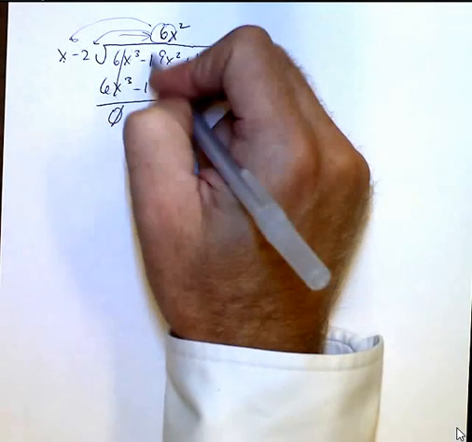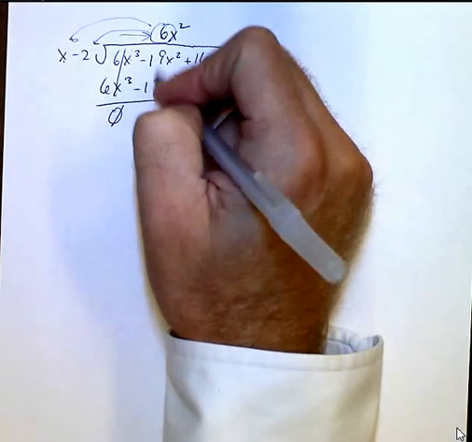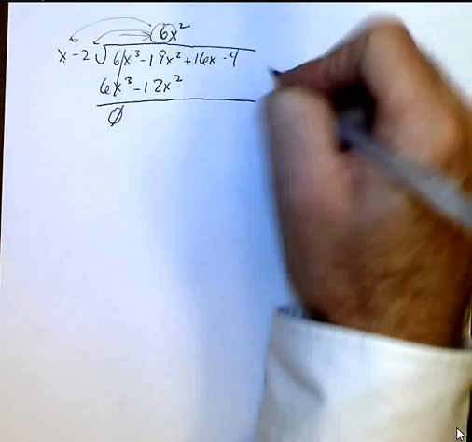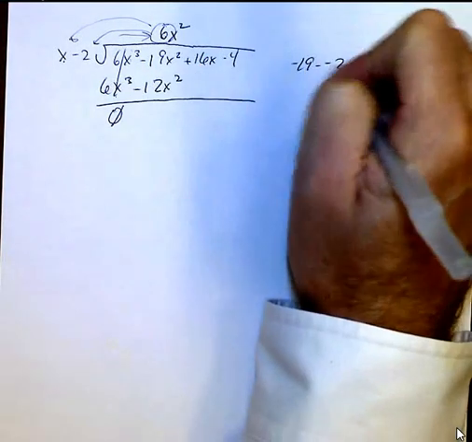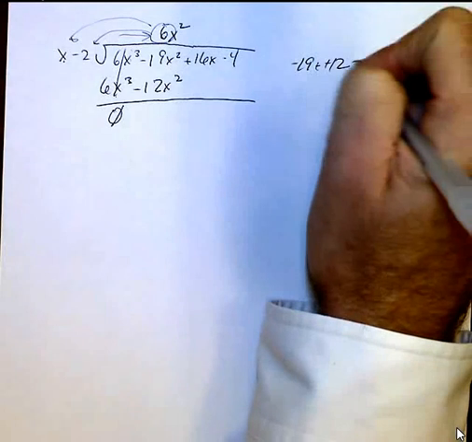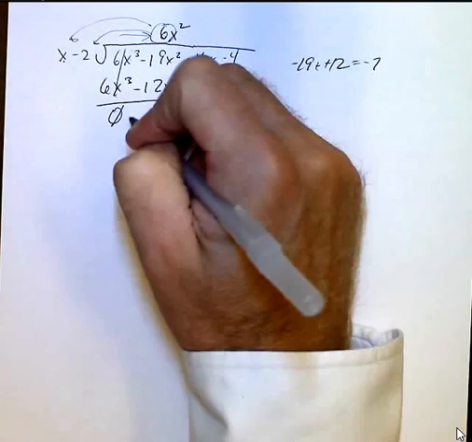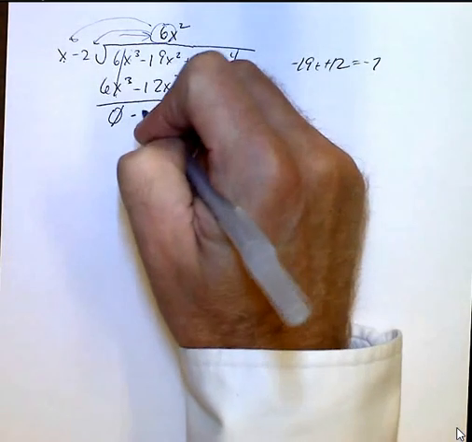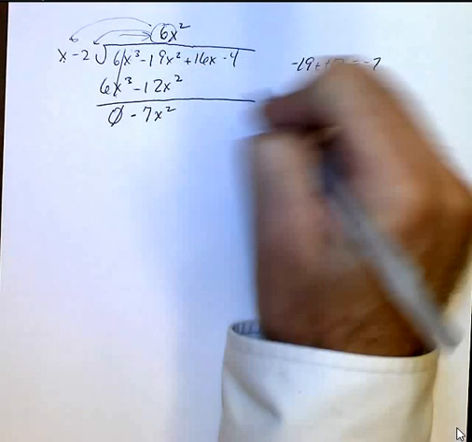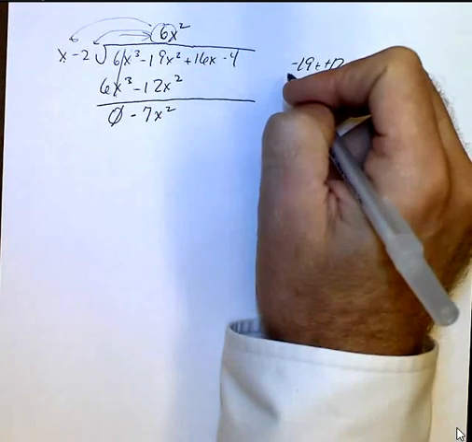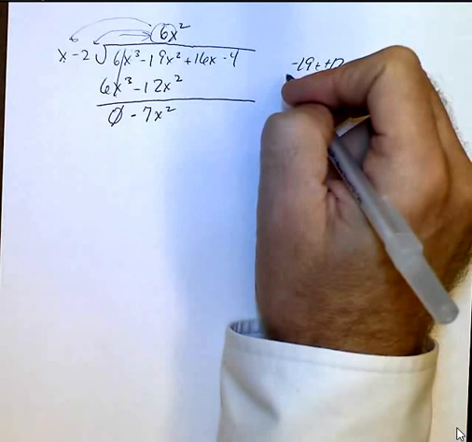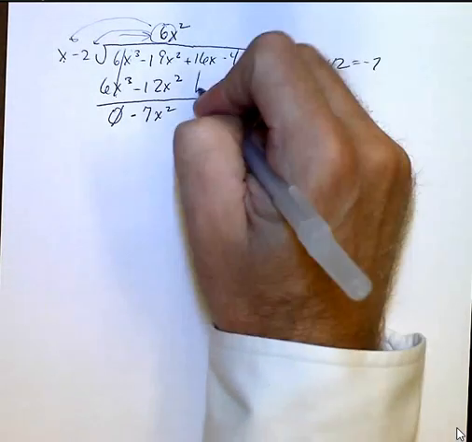I then subtract negative 19 minus a negative 12. Be careful here, it's minus. Okay? So that's negative 7x squared. Negative 19 minus a negative 12 is a positive 12, giving minus 7x squared. I then drop the 16x.